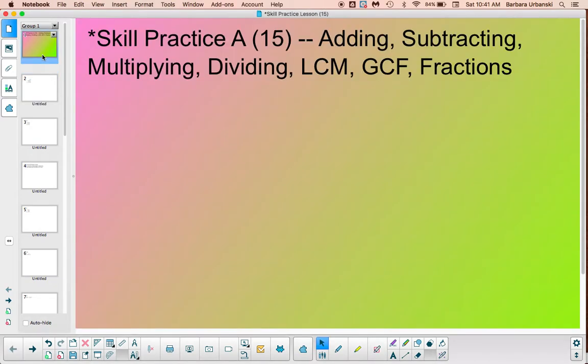So I'm going to go back to the first screen, and it's going to be adding, subtracting, multiplying, dividing, looking for the least common multiple, greatest common factor. And some of you might know this, and some of you might not, but it's just going to be a review. And when you watch this and you look at the problems, I would like you to get your math notebooks out and at least try to do these.